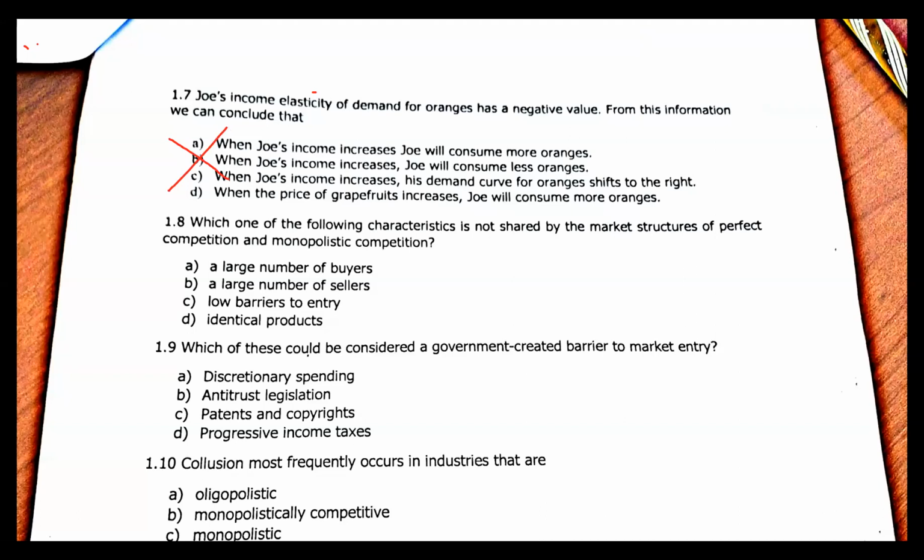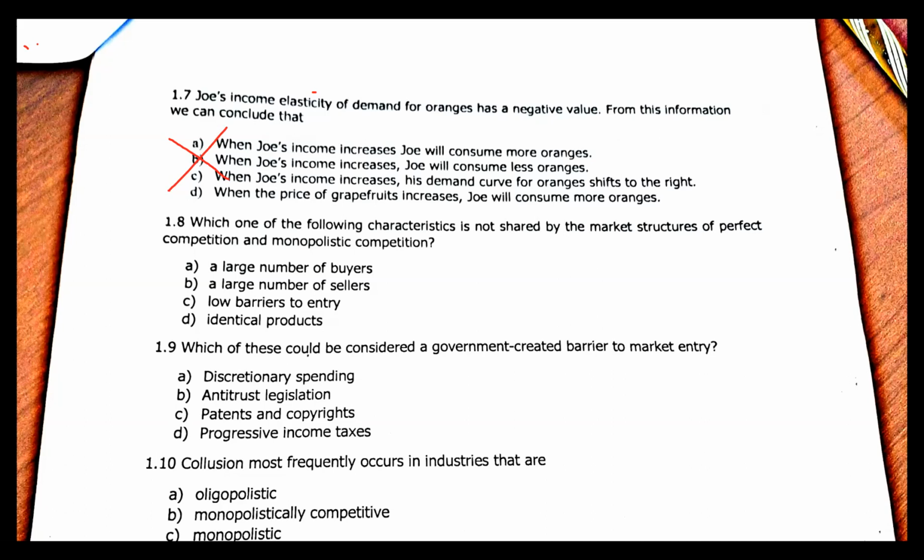Question number 8, which of the following characteristics is not shared by the market structures of perfect competition and monopolistic competition? Right? Which of the following? So in short, the question is testing your understanding of the characteristics of the market structures. So which of the structures is not being shared between perfect competition and monopolistic competition?